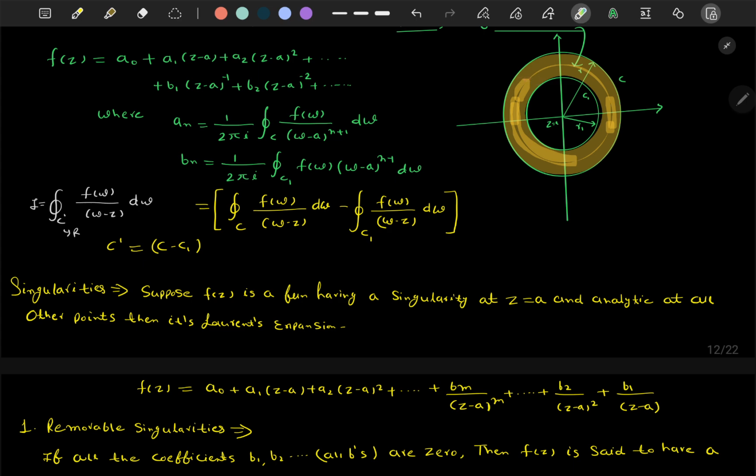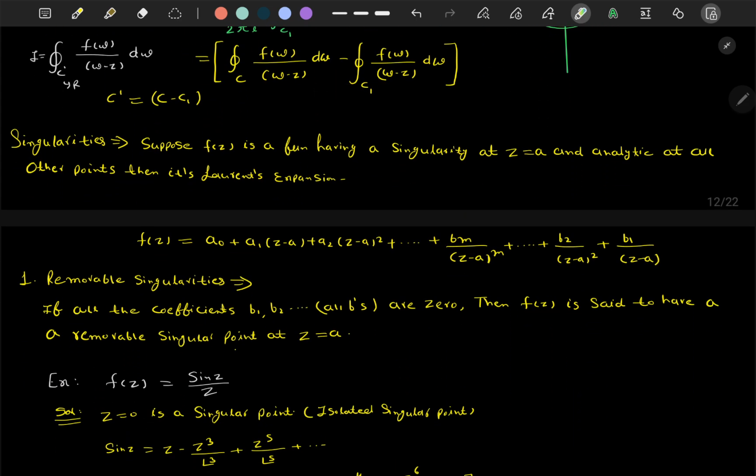So we calculate the integral of f(w) by (w minus z) dw for C, and similarly for C1, because we have no formula to calculate directly for this reason. So what will you do? We will calculate the whole C and whole C1 integration in this region, and then subtract one from the other, and we are left with only this region. Now singularities. Suppose f(z) is a function having a singularity at z equal to a, and is analytic at all other points, then its Laurent series expansion will be... at z equal to a, it is analytic.